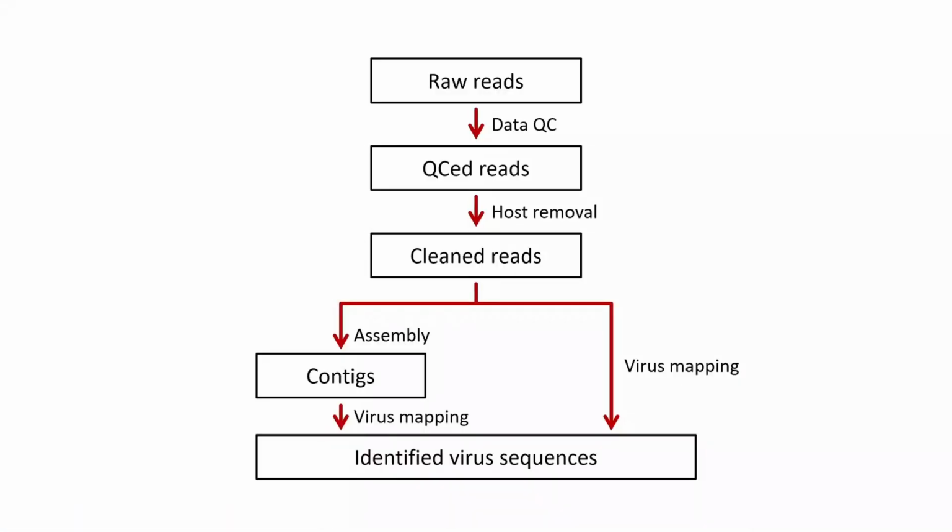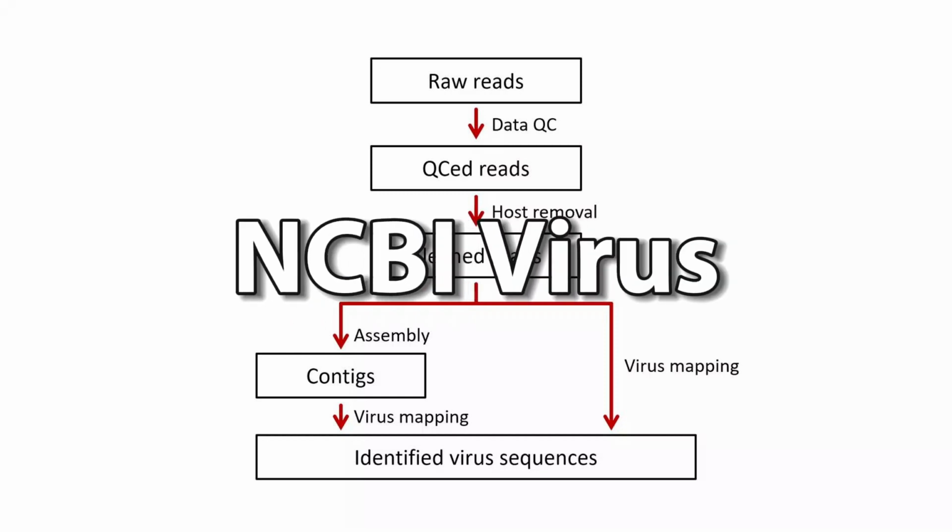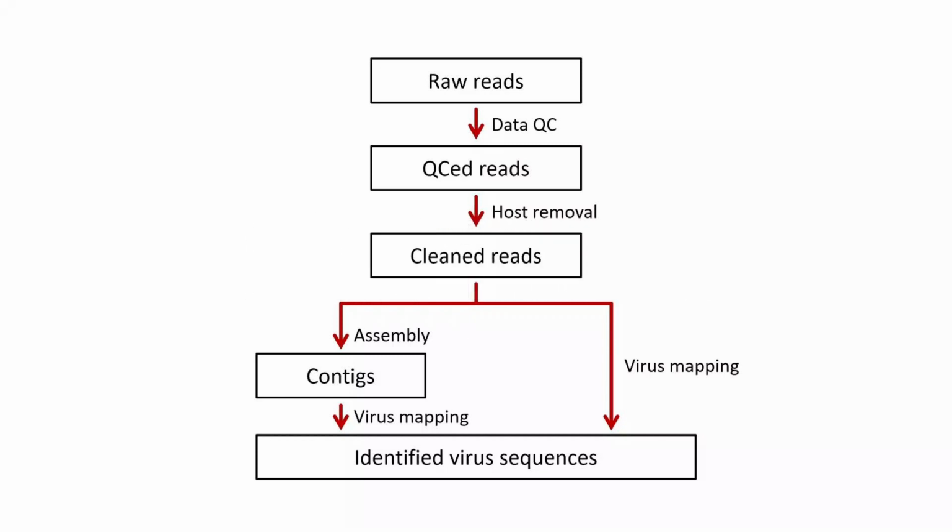In the next step, we will create a database specific to just influenza A. Then we will assemble the contigs from the clean reads, and then we will map these assembled contigs to the influenza A virus database. In this tutorial, we will use data from NCBI Virus to create our custom influenza A virus database. You can follow along on the screen to go to NCBI Virus website.